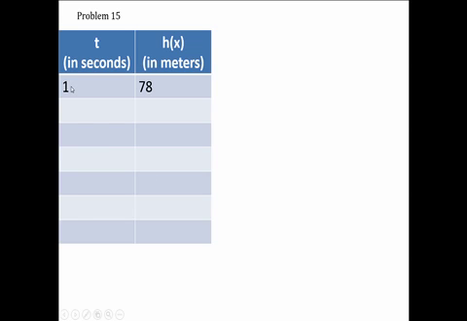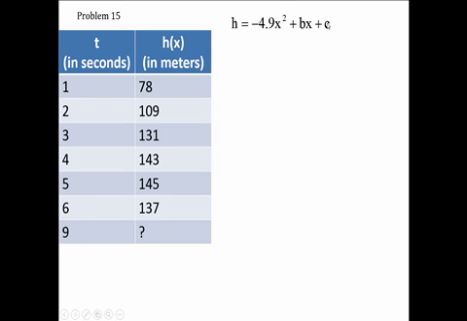After 1 second, you have t seconds or x seconds, h of x or h of t, where x is the same thing as t. And after 2 seconds, you're 109. 3 seconds, you're 131 feet in the air. 4 seconds, 143. 5, 145. 637. And we want to know, after 9 seconds, h of x or h of t is going to be what? Now, the first thing we have to know is this formula here.